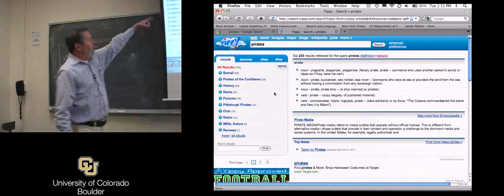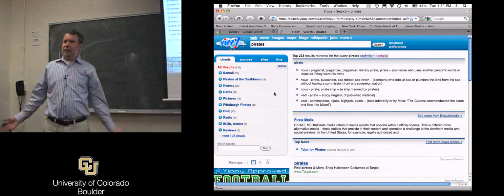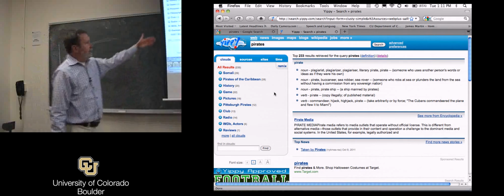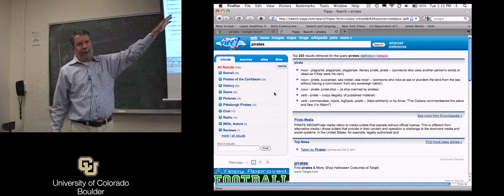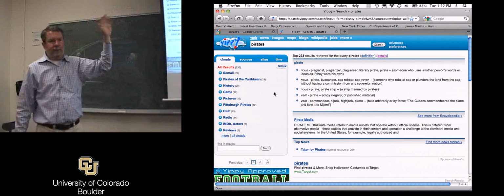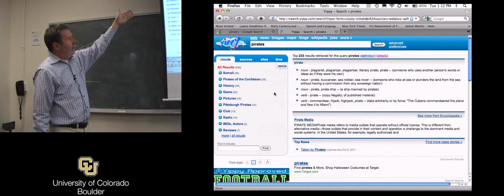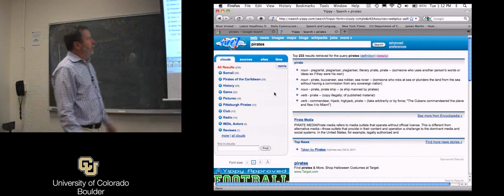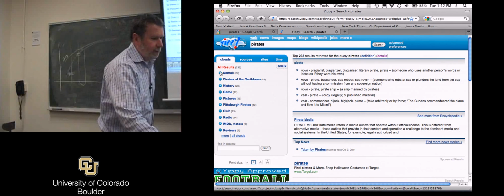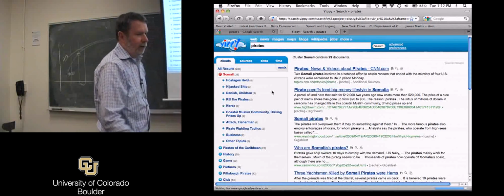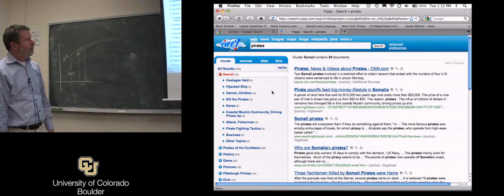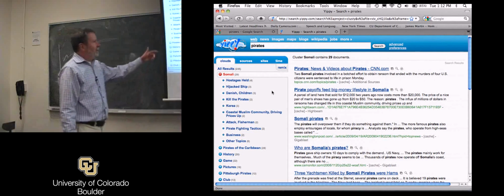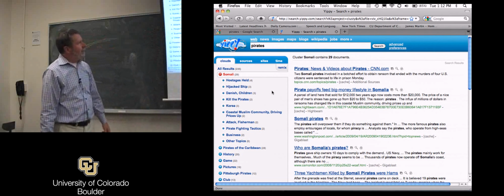This is the interesting part about Yippee, is that it does clustering. It does clustering on the search results. So it's determined dynamically that within the top 235, and there's some reason why it's not 200 million, they're doing this sampling business. They've determined that these are the top set of categories. If you click on the plus here, it opens up a hierarchical sub-clustering of that category: you've got hostages, hijacked ships, Danish children, kill the pirates, fisherman attack, pirate fighting tactics, other topics.